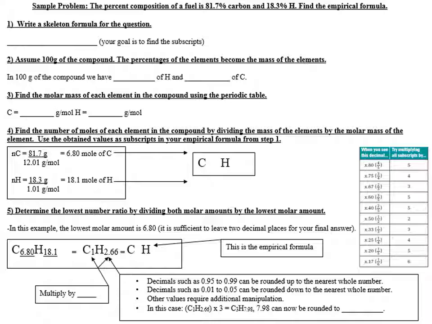So here we have another question. We have a fuel. We don't know what it is, but we know there's C and H in it. So we're going to write down our skeleton formula, CxHy. Same idea. We're going to assume 100 grams of the compound, and so the percentages become the masses. So we have 18.3 grams of H, and we have 81.7 grams of carbon.